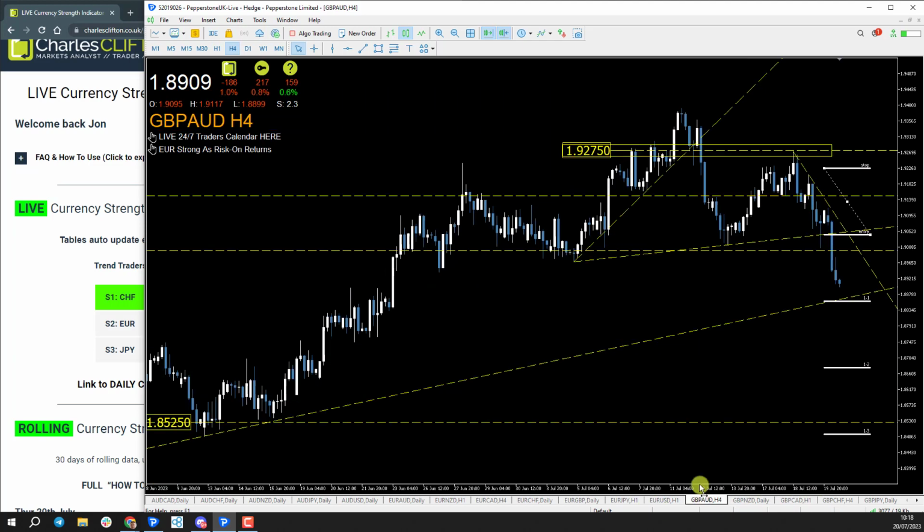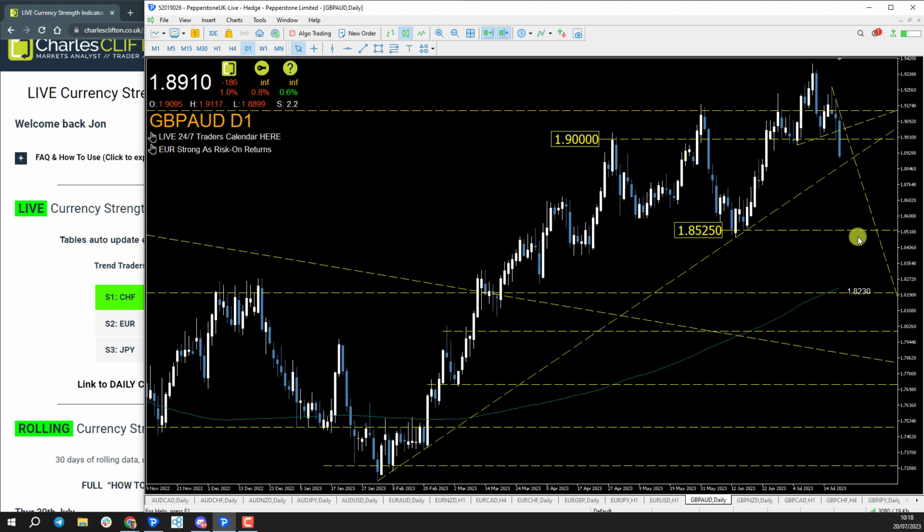So I think the one to watch is definitely pound Aussie. I think that this could have potential to move a lot lower. It's a very clean setup here, very clean chart. So if the daily did finish and close like this, for instance, I think it would give us an opportunity for that to continue.